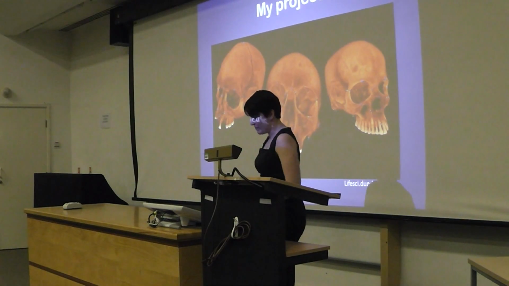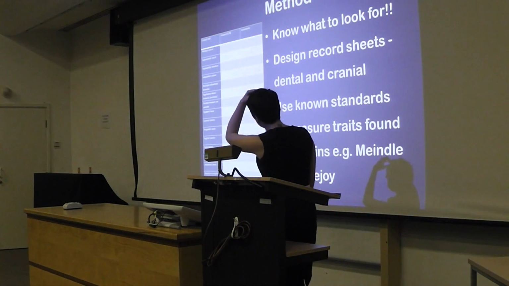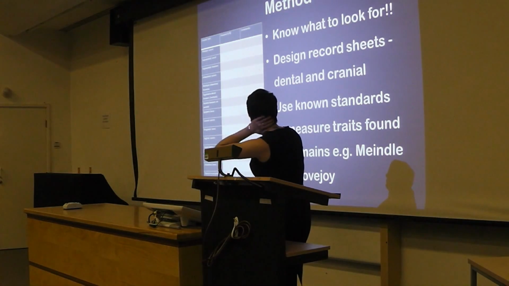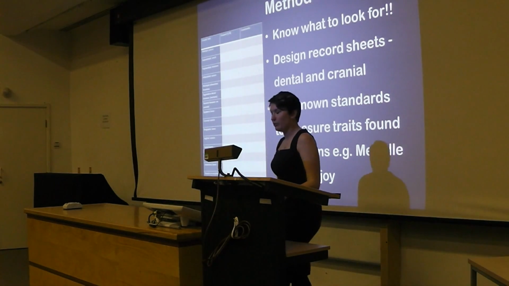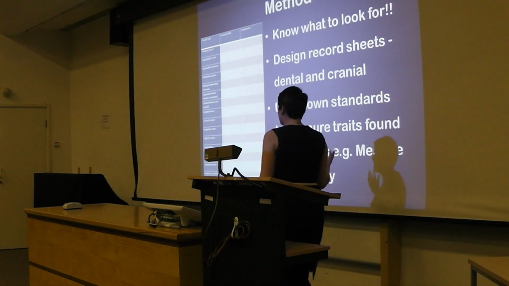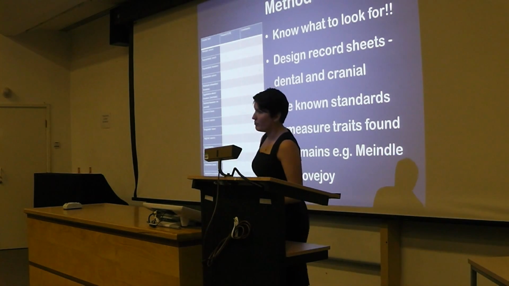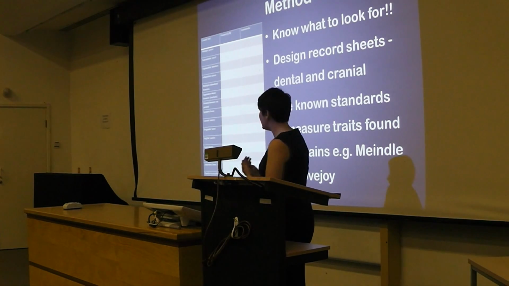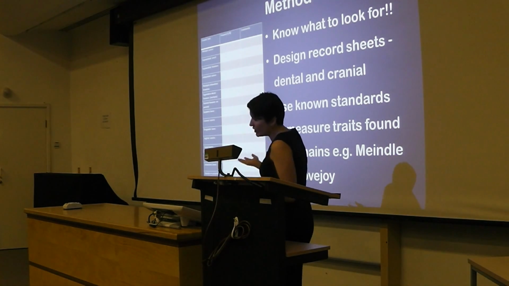Generally only got 1 or 2, so it meant I couldn't really compare the teeth. So my method was, I really had to know what to look for, so it meant doing a lot of research, because the traits can be so small, it can make them really difficult to see and easy to miss if you're not sure what you're looking for.